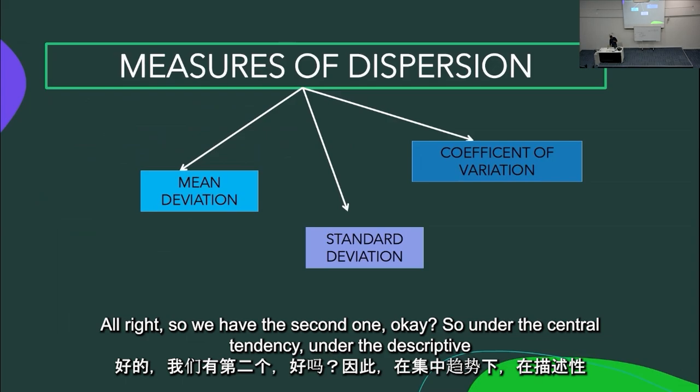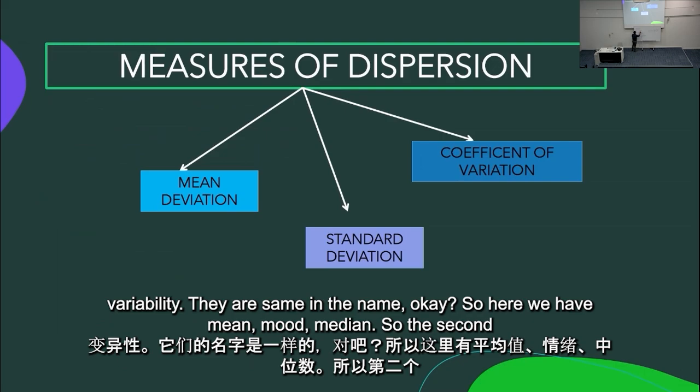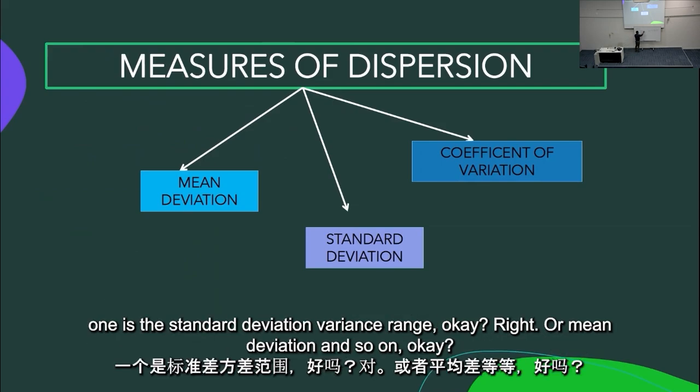Alright, so we have the second one. Under the descriptive statistic, we have 2. The first one is the central tendency. This one is the dispersion or variability. They are the same in name. So here we have mean, mode, median. The second one is standard deviation, variance, range, or mean deviation and so on.